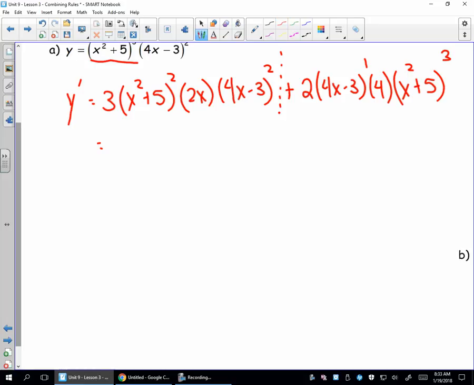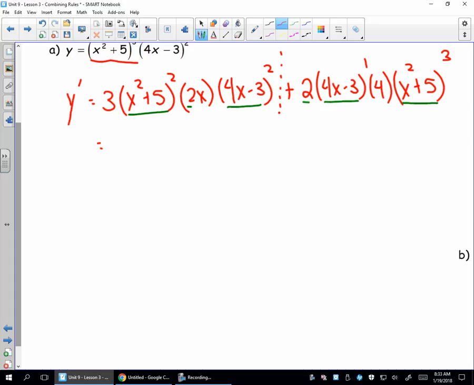Okay, I see that shows up over here. I see the number 2 shows up over here. And I see that this stuff shows up over here. So we have a bunch of common factors.